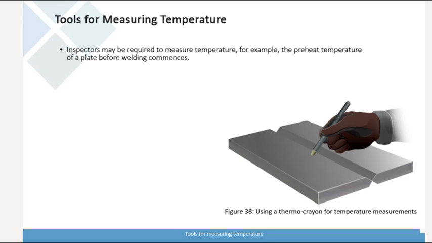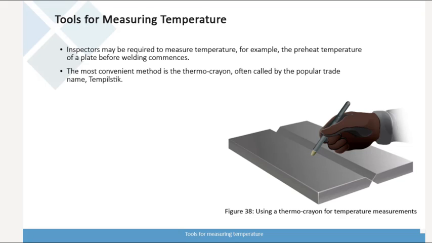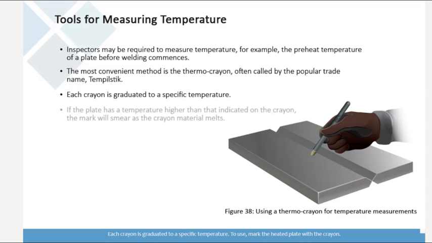The inspector may be required to measure temperature, for example, the preheat temperature of a plate before welding commences. The most convenient method is the thermocrayon, often called by the popular trade name, Tempilstik. Each crayon is graduated to a specific temperature. To use, mark the heated plate with the crayon. If the plate has a temperature higher than that indicated on the crayon, the mark will smear as the crayon material melts. Make sure the crayon is not directly exposed to the preheating flame.